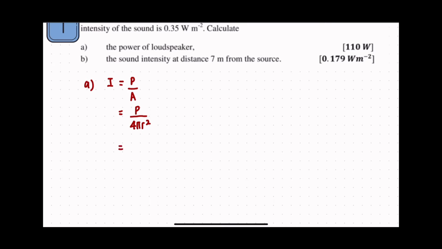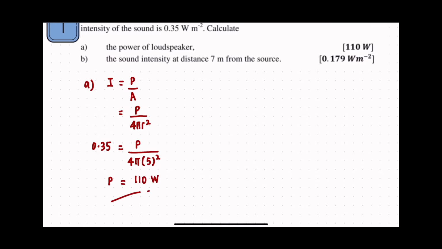Alright, so the power of the loudspeaker, P, is the intensity given, 0.35, times the area of the sphere, where r is 5 meters, 4 pi times 5 squared. And then we get the power is equal to 110 watts.